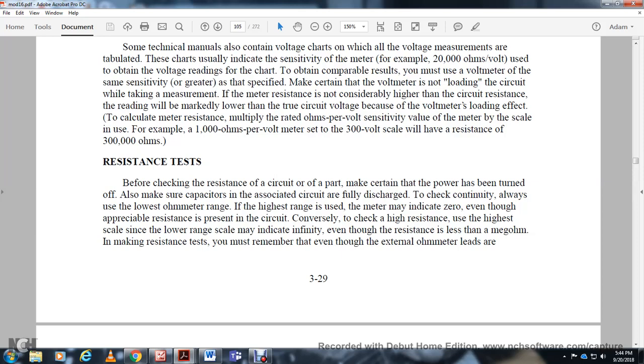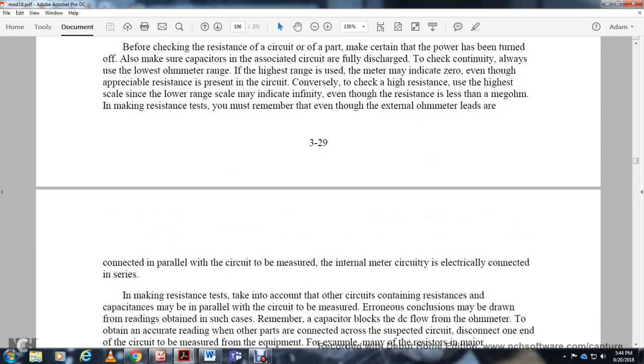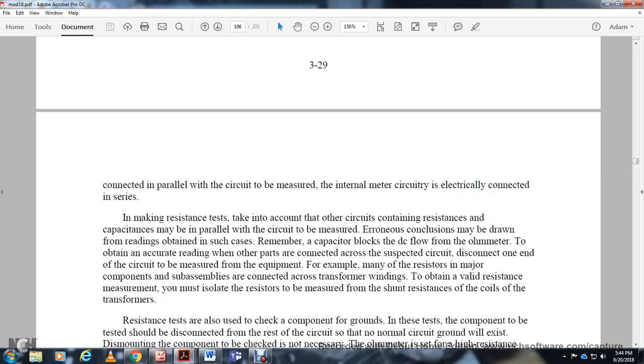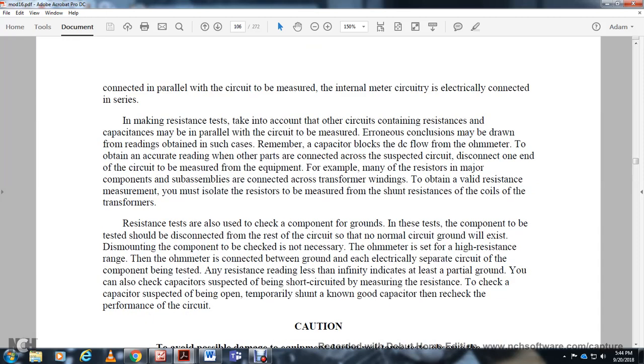Just remember, even though the external ohmmeter leads are connected in parallel with the circuit being measured, the internal meter circuit is electrically connected in series. In making resistance tests, take into account the other circuits that contain resistance and capacitances, since these will be measured and cause errors in the result. Remember, the capacitor blocks the DC flow from the ohmmeter.